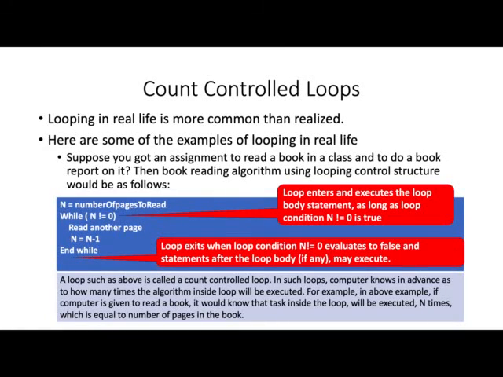If you are going to produce cars in a factory, you know in advance how many cars you're going to be producing in one day. So the car-producing loop will run that many times. And there are lots of other similar examples. So a count-controlled loop is one of the loops that is very common in computer science.